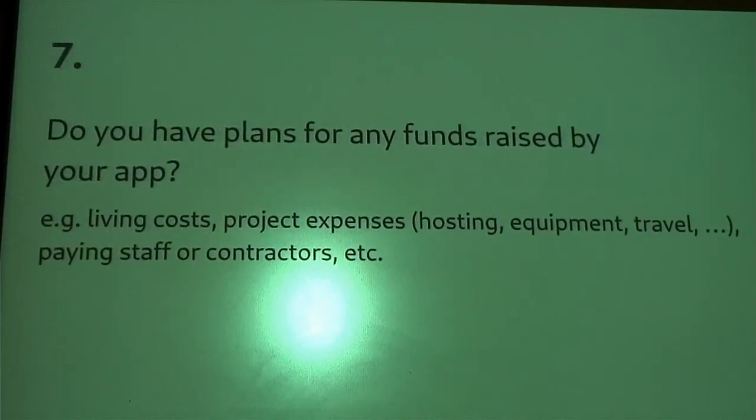So this is about what Flathub helps you do with money that you've collected, which obviously gets you into tax and legal and all of this stuff. But it'd be good to know how people think about raising funds through the application, so the sponsorship or donations. Do people see that as paying for their time, so living costs? Do they see that as for the project, so project expenses, like hosting, equipment, travel, outsourcing development or design or other work? How do people think about this? More broadly, where should the money go, or where should we help you take the money?